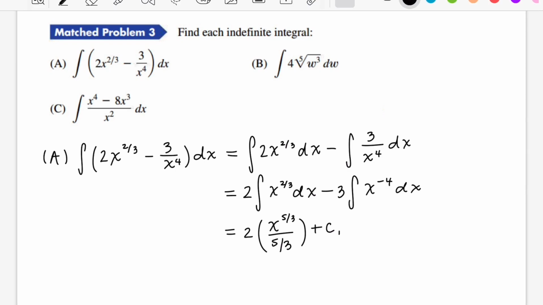All right. Then for this guy here, we're going to have minus 3. And then we're going to have x to the n plus 1 over n plus 1. And in this case, n is negative 4. So this will be x to the negative 4 plus 1. So that'll be x to the negative 3 over negative 3 plus c2.